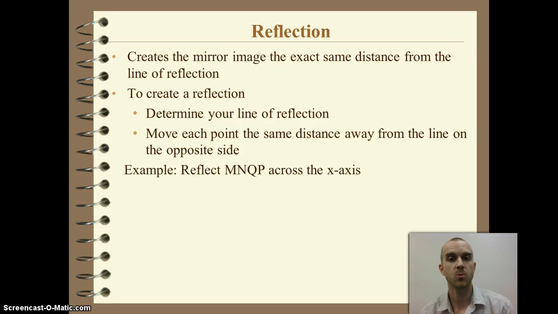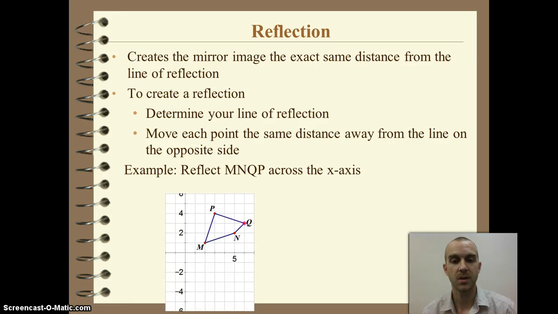Now with the reflection, we're creating the mirror image the exact same distance from the line of reflection. So the plane is actually being reflected on both sides, even though we are looking primarily at a figure. So first we need to determine our line of reflection and then move each point the same distance away from that line on the opposite side. And remember, distance is a perpendicular distance from that line of reflection.